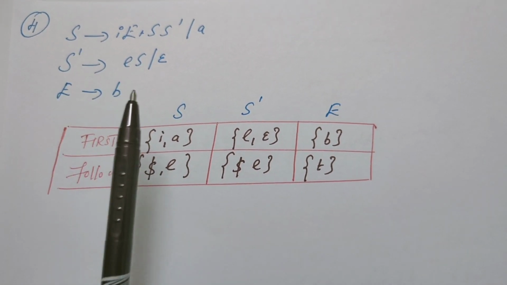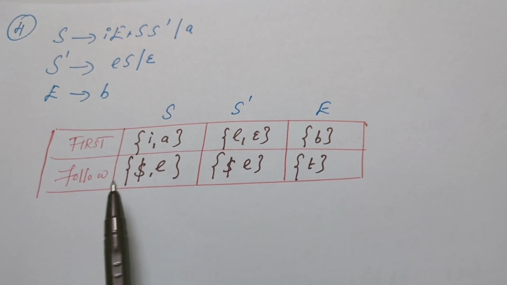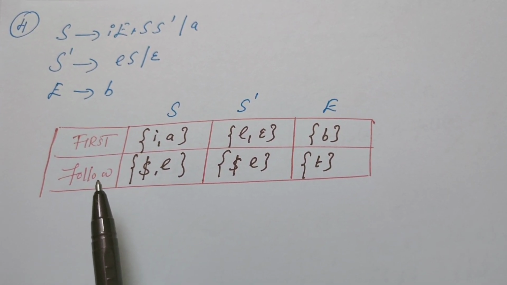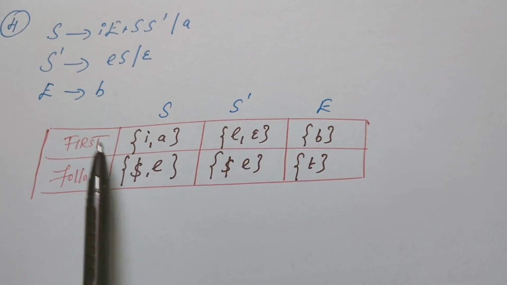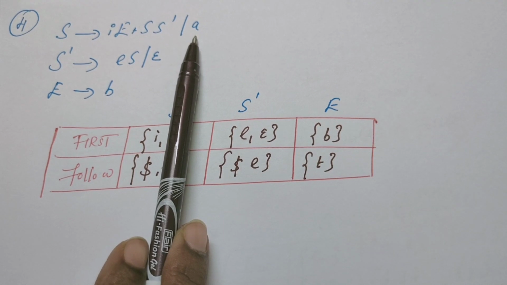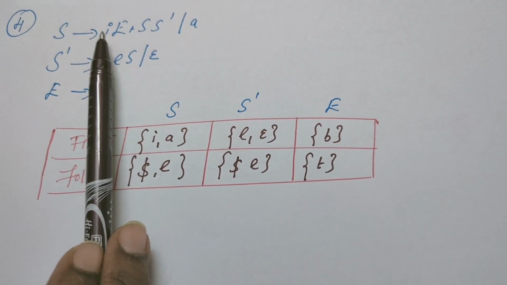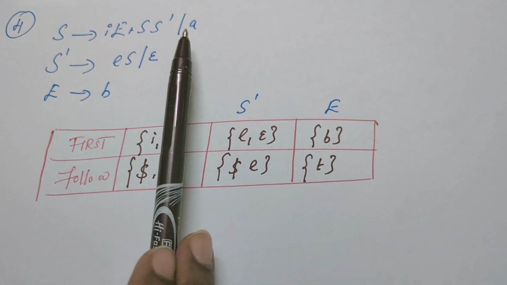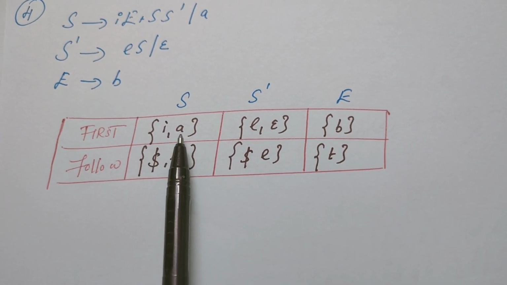This is a grammar. Already for this grammar I have computed the first and follow sets. Now we are going to check only the conditions. Let us check the first condition. What is the first condition? When you find the first of alpha and first of beta, both should be disjoint sets. First of S, from this rule it is I, from this rule it is A. Both are disjoint. So condition 1 is true.